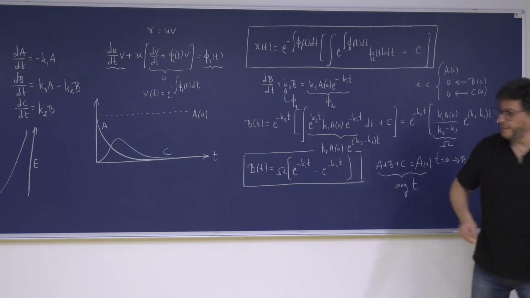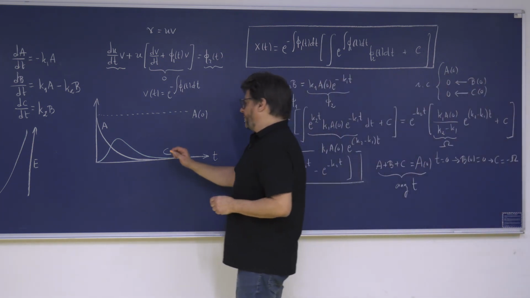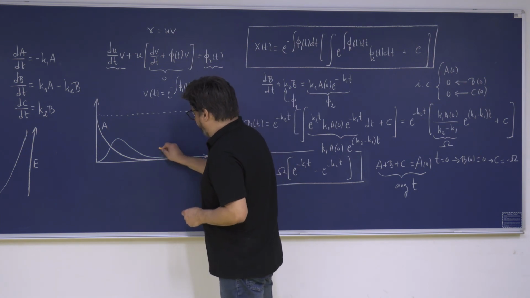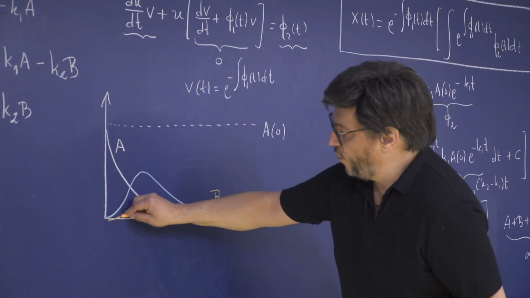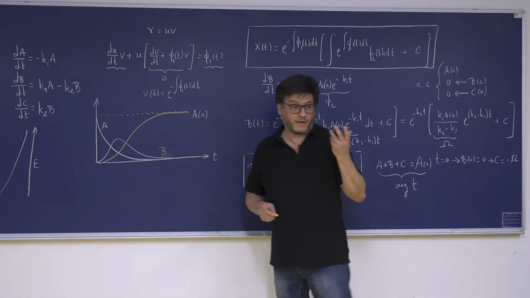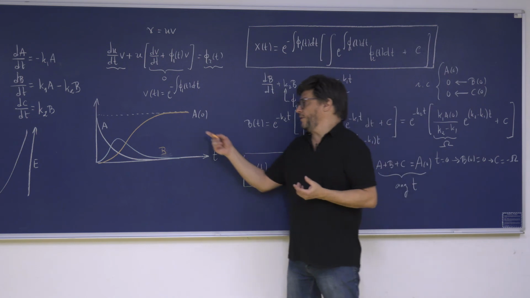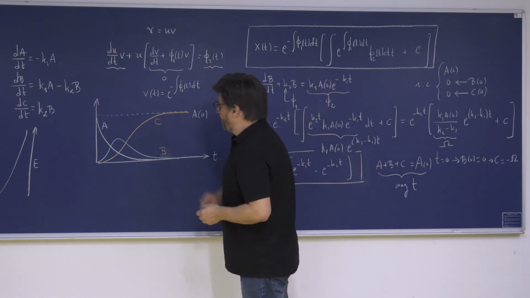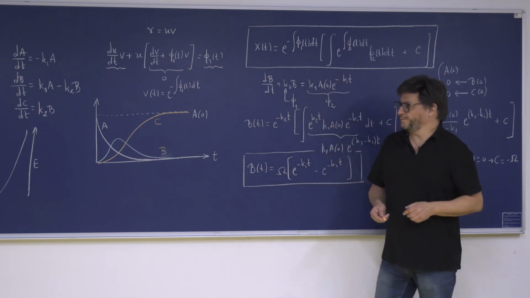And finally, oops, sorry, this is for B. Okay, this is for B. And C will go up, up, up, until eventually, and that connects with our intuition, it's going to become the single kind of molecule in the system.